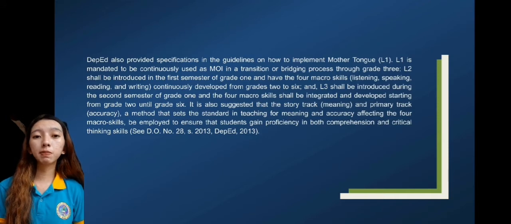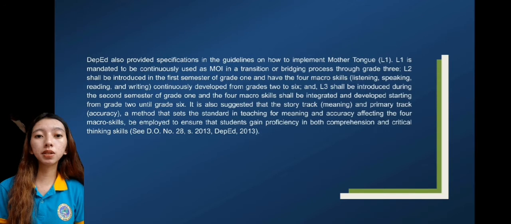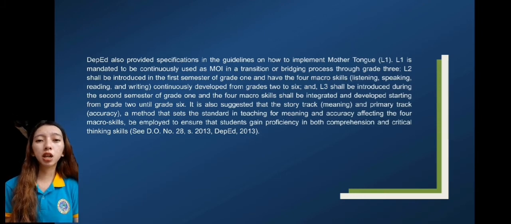DepEd also provided specifications in the guidelines on how to implement mother tongue language. The first language is mandated to be continuously used as the mode of instruction in a transition or bridging process through grade 3, while the second language shall be introduced in the first semester of grade 1 and have the 4 macro skills, which are listening, speaking, reading, and writing, continuously developed from grades 2 to 6.